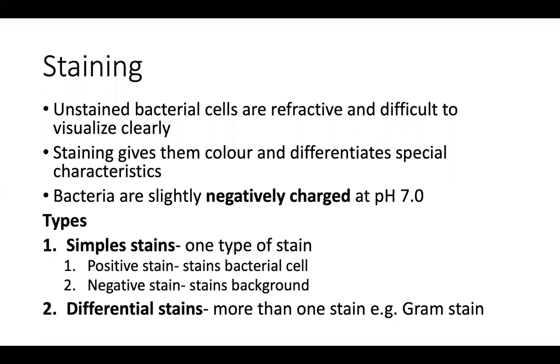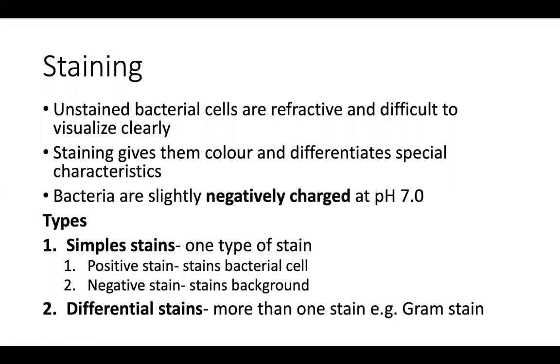Another very important thing in bacteriology is the staining of these bacteria. The staining gives them color, and is also important because it differentiates special characteristics, because different species of bacteria with different characteristics stain differently. Another thing to remember is that bacteria are slightly negatively charged at a neutral pH. We use this sometimes for special staining techniques. For example, you may want to stain the background, in which case you use a negative stain so that it's repelled by the bacteria. The bacteria will not be stained, but the background will be stained, so you'll see it like a refractive cell. And of course, the opposite: positive stains will be attracted to the bacteria and stain the bacterial cell itself and not the background.